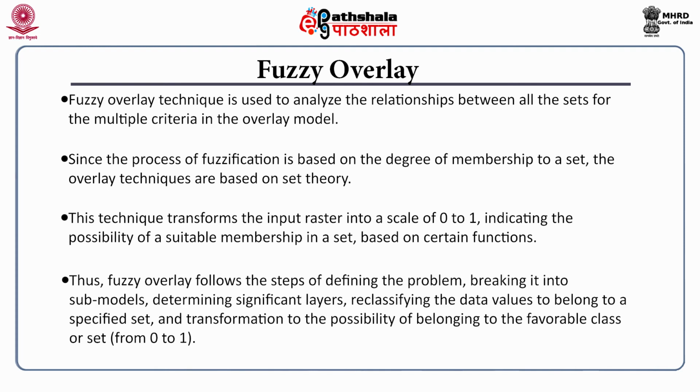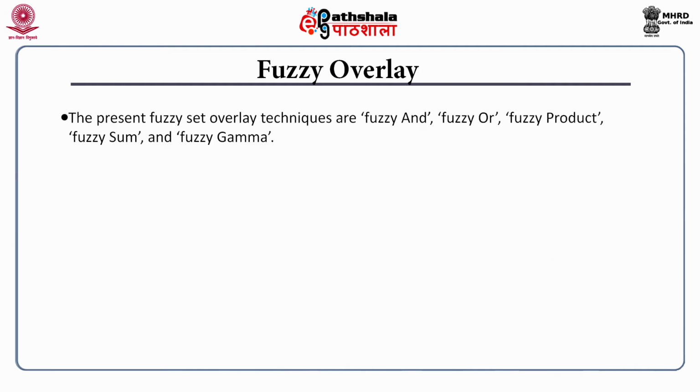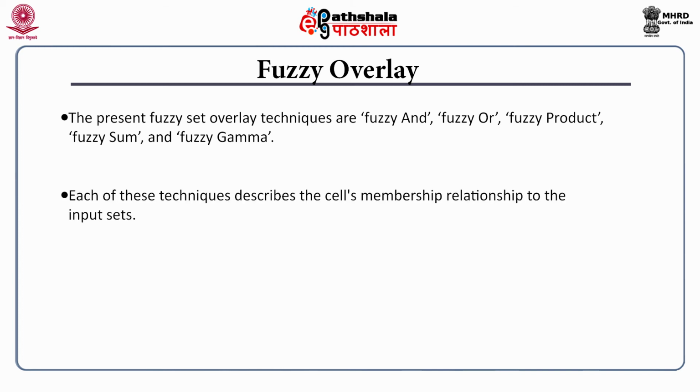Thus, fuzzy overlay allows the steps of defining the problem, breaking it into submodels, determining significant layers, reclassifying the data values to belong to a specified set, and transformation to the possibility of belonging to the favorable class or set ranging from 0 to 1. The present fuzzy set overlay techniques are fuzzy AND, fuzzy OR, fuzzy product, fuzzy sum and fuzzy gamma. Each of these techniques describes the cell's membership relationship to the input sets.